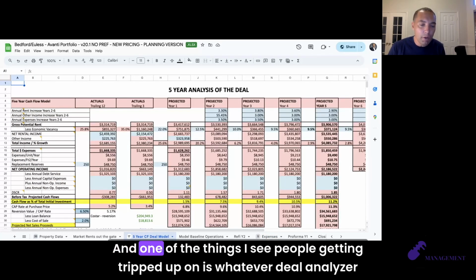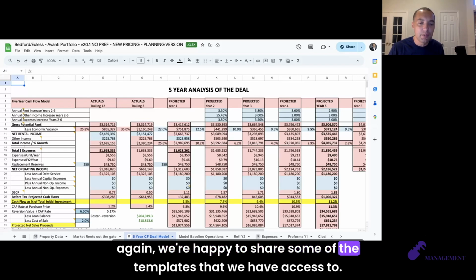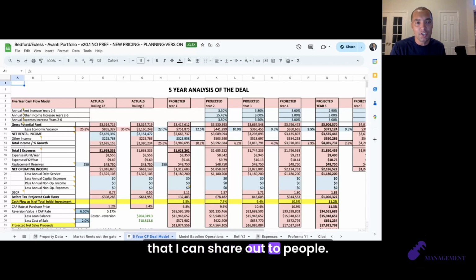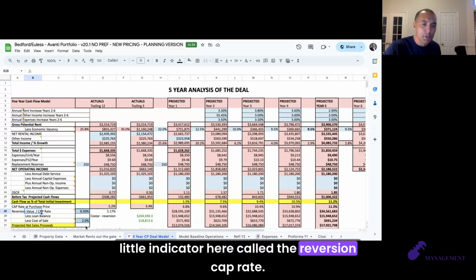And one of the things I see people getting tripped up on is whatever deal analyzer or spreadsheet you're using. If you guys reach out to me and Misha, again, we're happy to share some of the templates that we have access to. Can't share this one, but I have a few others that I've been given permission to share out to people. And what I find is that a lot of people don't quite understand this bottom little indicator here called the reversion cap rate.